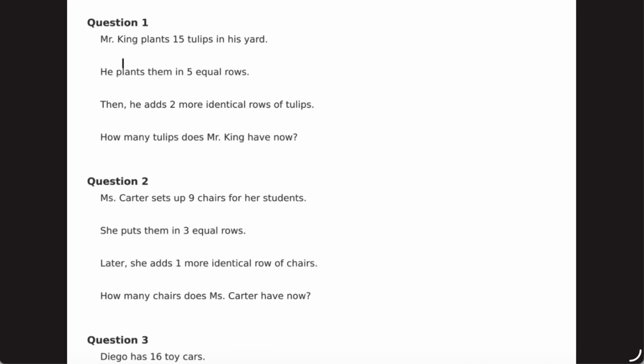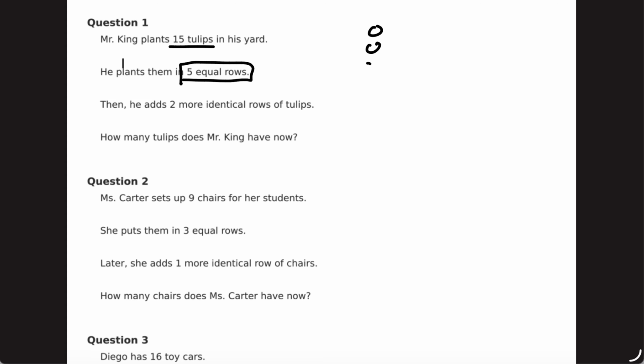Mr. King plants 15 tulips in his yard. He plants them in 5 equal rows. Then he adds 2 more identical rows of tulips. How many tulips does Mr. King have now? All right. So first things first, you want to draw what it says you have. So it says you have 5 equal rows and you're trying to get to your total of 15. Okay, so let's do that.